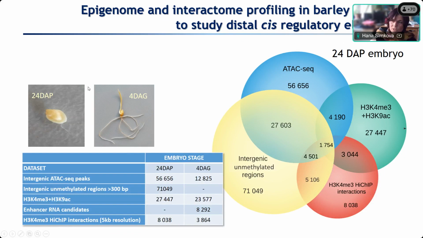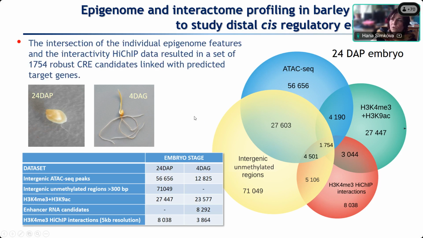The most data were generated for these two stages. So here you see the number of regions associated with particular features. Of course, we wanted to propose robust candidates for the regulatory sequences, for the regulatory regions. So that's why we were trying to intersect all the data sets. And by intersecting all these features, including the interactivity data, we came to a set of 1754 robust enhancer or silencer candidates, and we were able to link them with their predicted target genes.